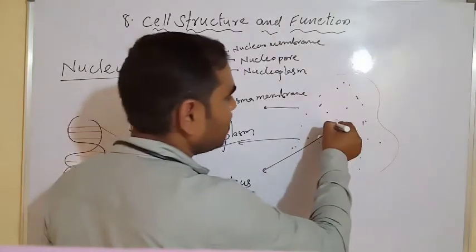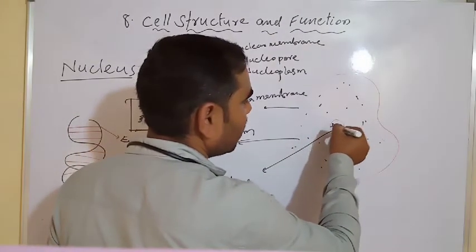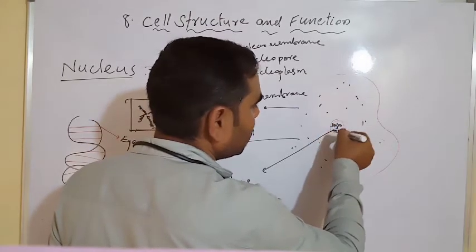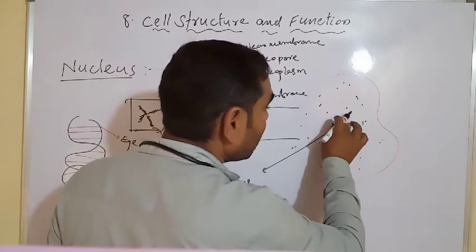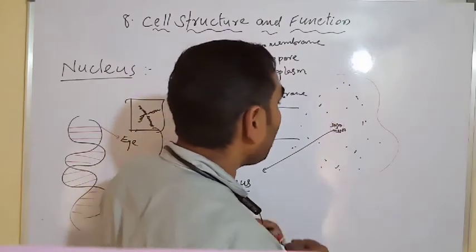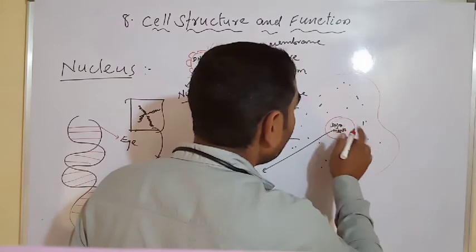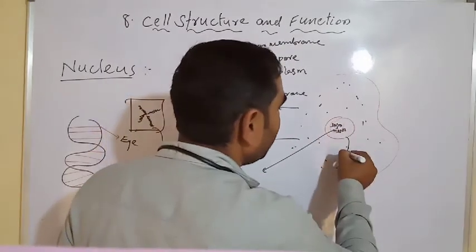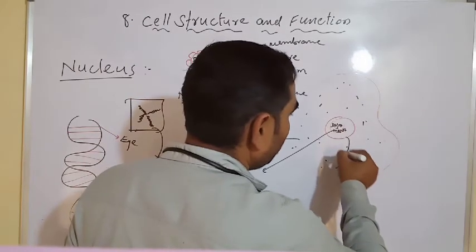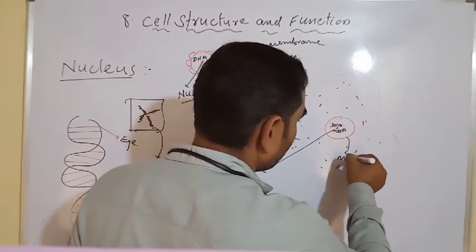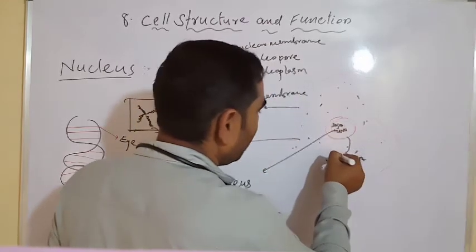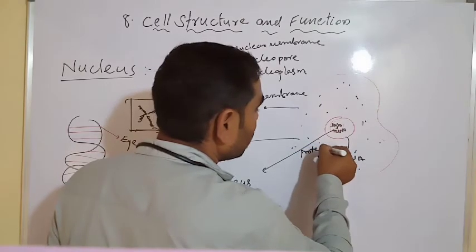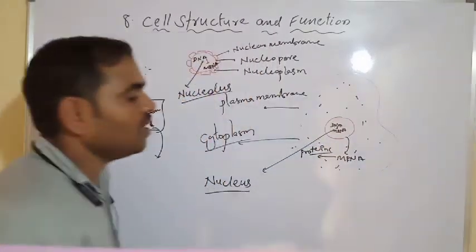Here is DNA. DNA is converted into mRNA. The mRNA comes out through a nucleopore into the cytoplasm. The mRNA synthesizes proteins. Proteins are synthesized here.